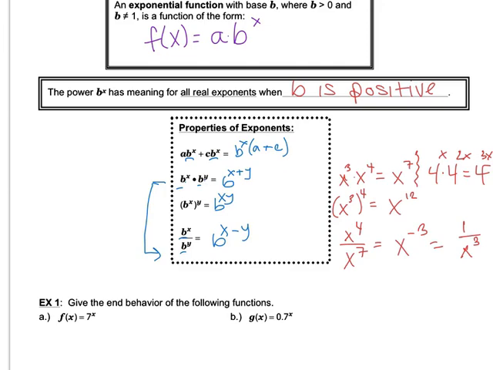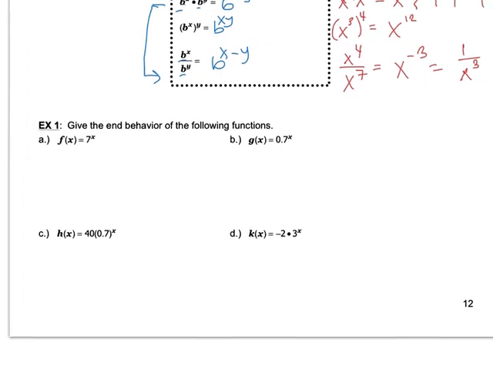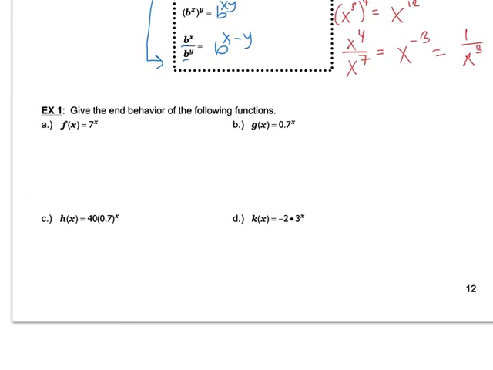So with this next example, we're going to start combining what we learned earlier in this unit with what we already know about exponential functions. What we want to do here is give the end behavior of the following functions, and I'd like you to do that using limit notation. So we're going to use what we learned about limit notation from the last section and talk about end behavior again. I should have said that on here, limit notation.